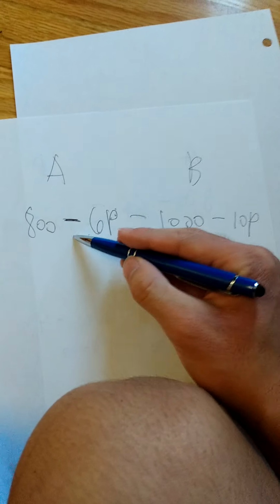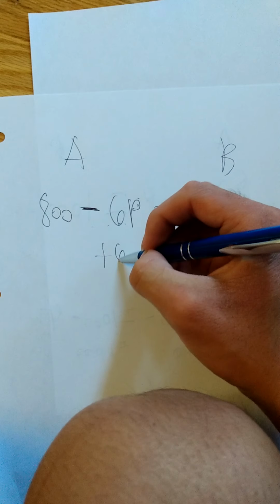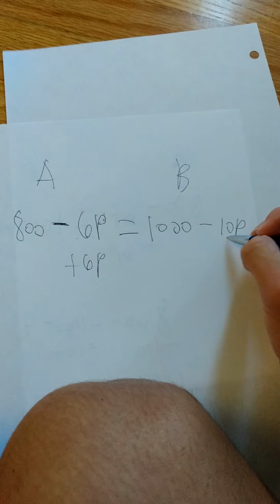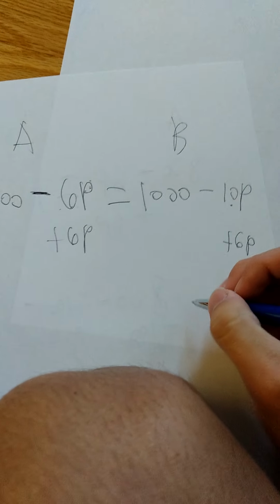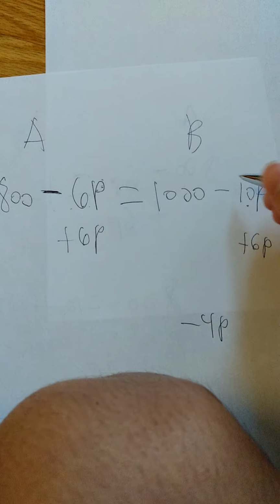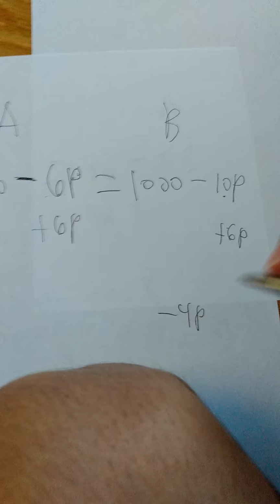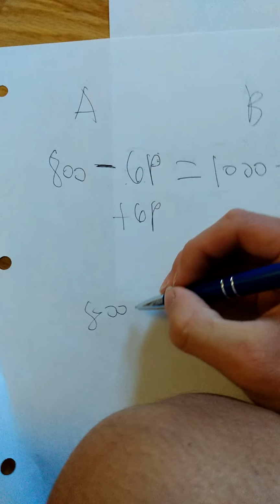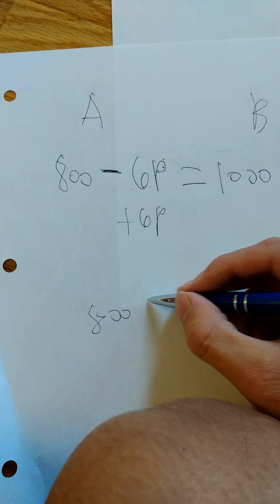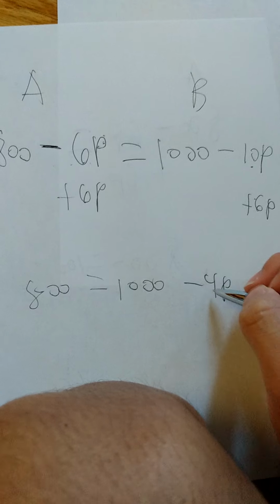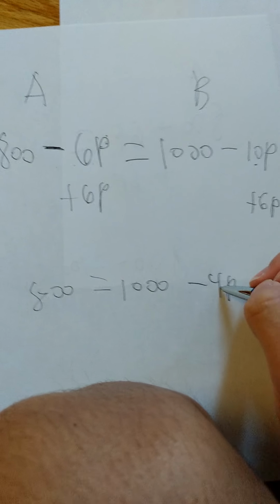So let's see, that negative 6p turns into a positive 6p to move it over here. That would bring us to negative 4p, because negative 10p plus positive 6p would bring us to negative 4p, if you use a number line. So that means we have 800 here, and we're supposed to set that equal to 1,000 minus 4p, or 4 gallons per minute.